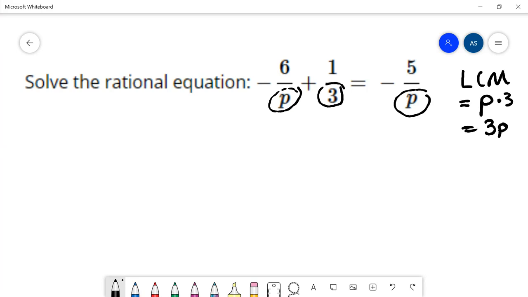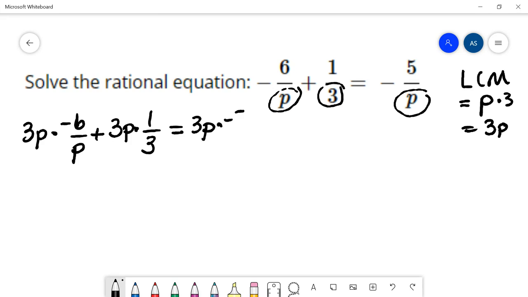Once you figure out what that least common multiple is, you multiply both sides of the equation by that least common multiple, and you can simplify it a little bit: multiply every term by that least common multiple. So you're going to multiply 3p times the first fraction, -6/p. Then you're also going to do 3p times 1/3, and then 3p times -5/p. So we multiply that common multiple times every term.